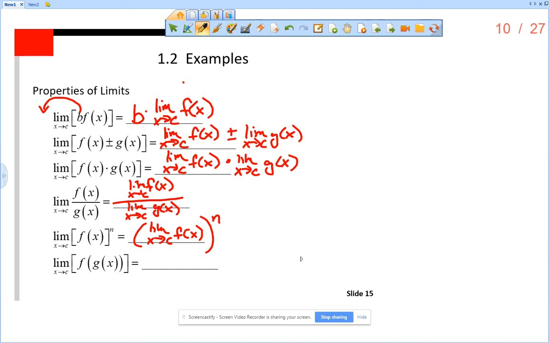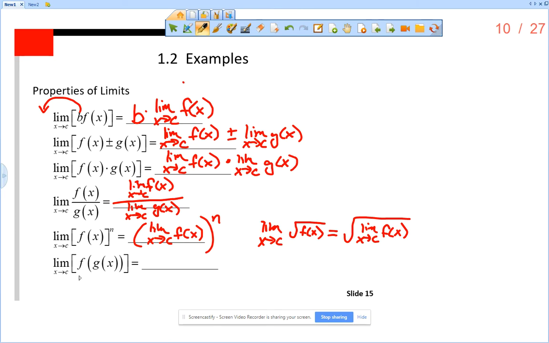Okay, so this is particularly useful when you have something like the limit as x approaches c of the square root of f of x. We would then rewrite that as the square root of the limit as x approaches c of f of x. So we would evaluate the limit of f and then simply take the square root of that result.